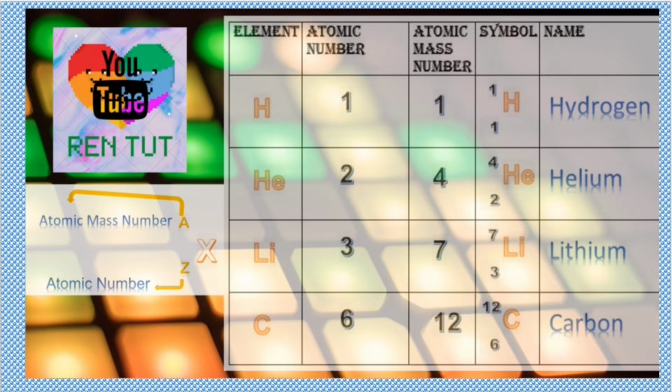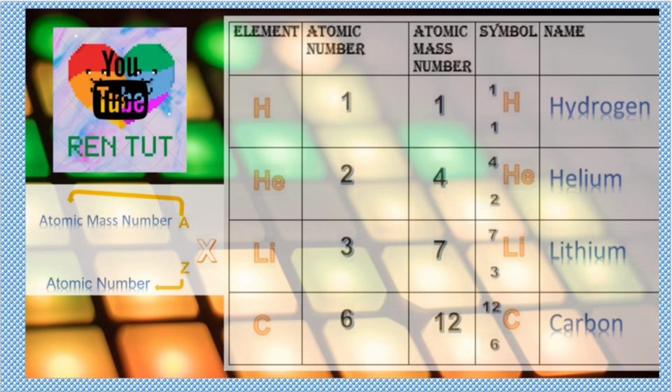Now let us come to carbon. Carbon has atomic number Z equal to 6, and atomic mass number A is equal to 12. So instead of A you will put 12. C is the denotation of the element in the periodic table. Carbon is written as C, and instead of Z you will put 6. So this is how an element is written in the periodic table.